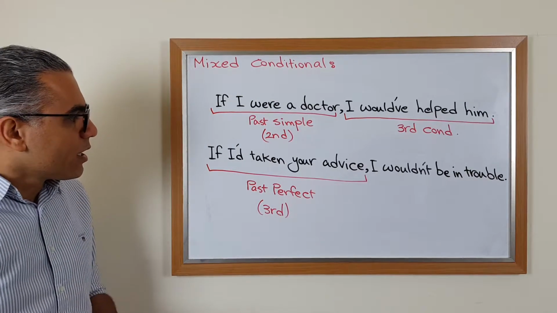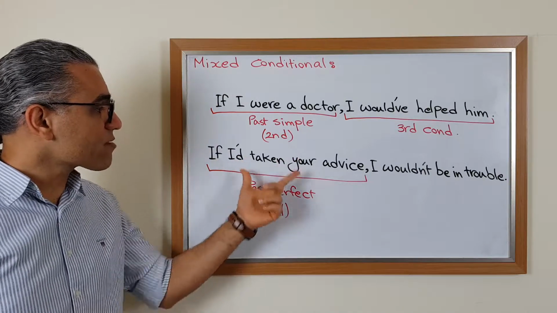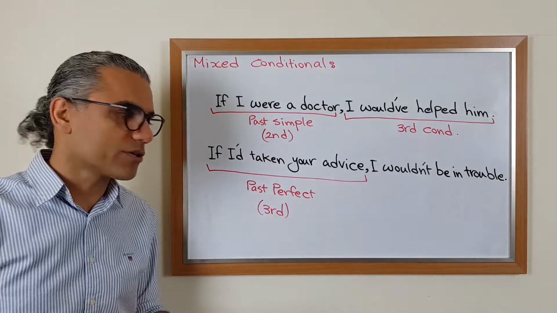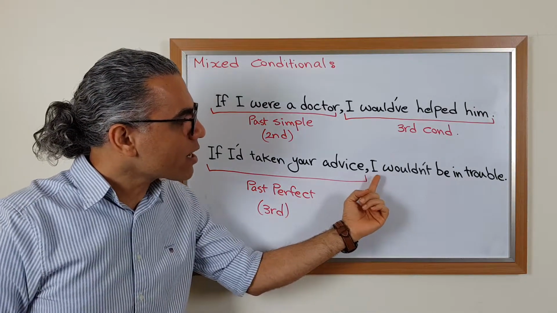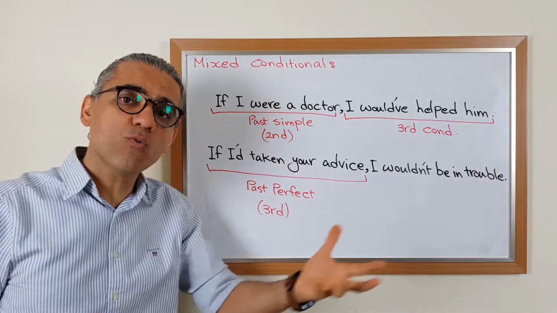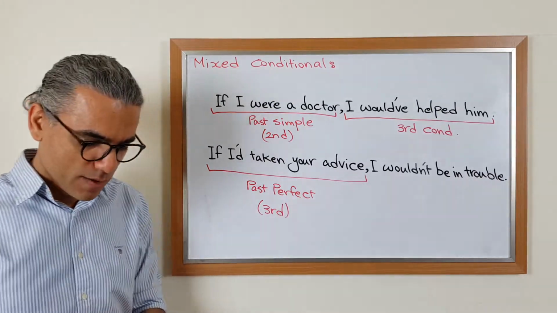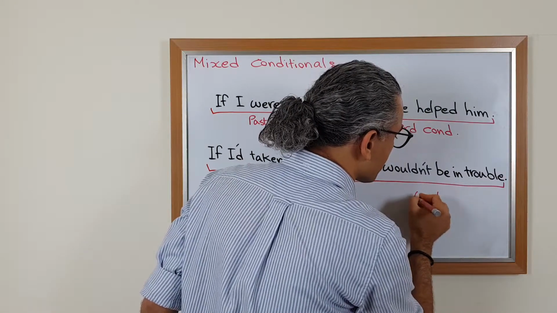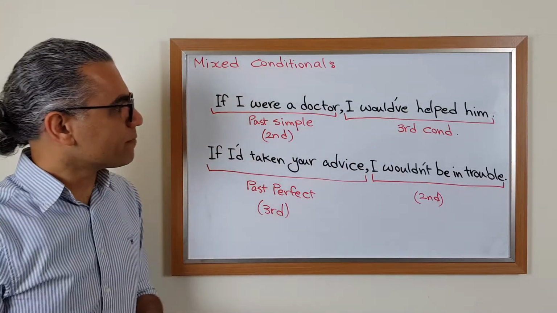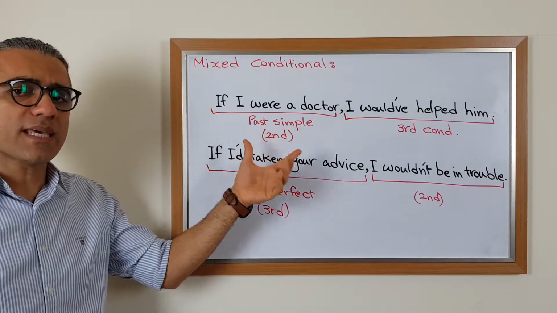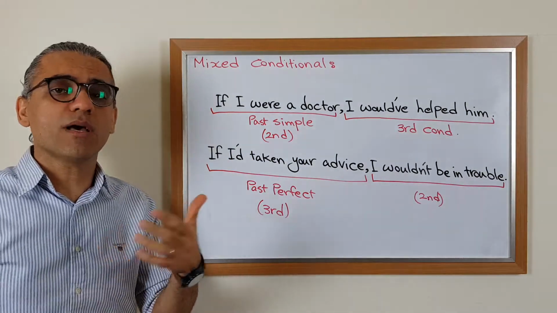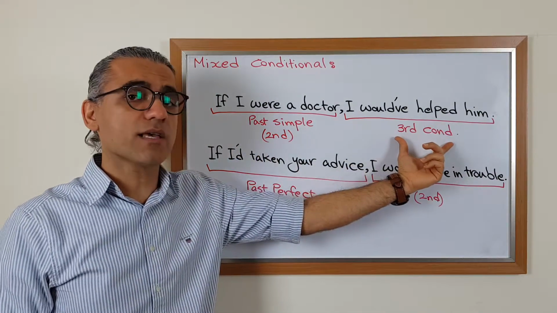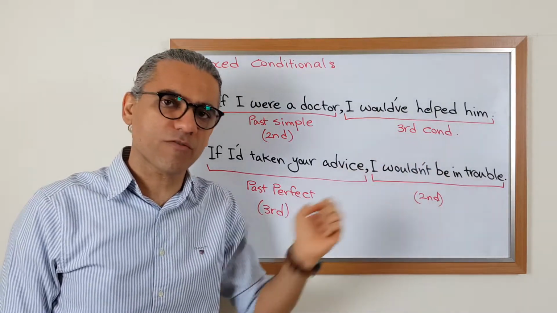So we assume that because this is in past perfect, the consequence should be with would have plus past participle. But let's see, it says I wouldn't be in trouble. It means I wouldn't be in trouble now. So this is would plus the base form, which belongs to the second conditional. Again, sometimes we are making a general imaginary assumption in the condition clause, and then the consequence is about the past. This is one form of mixed conditional.